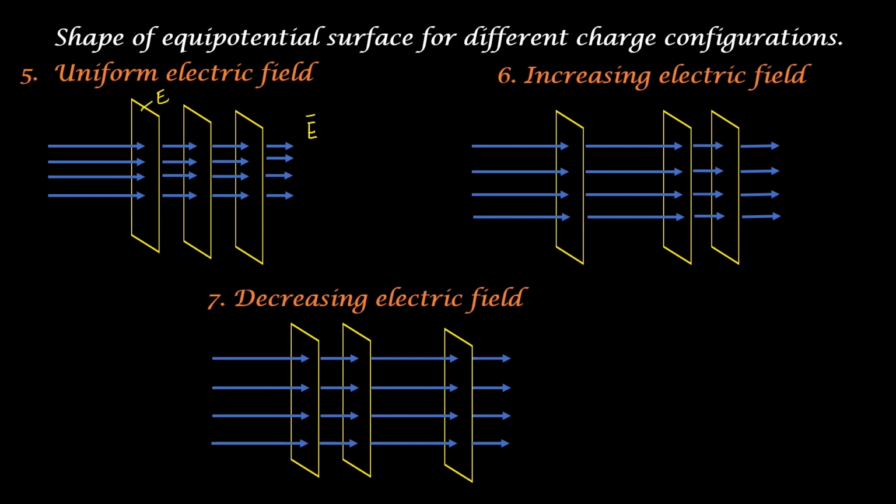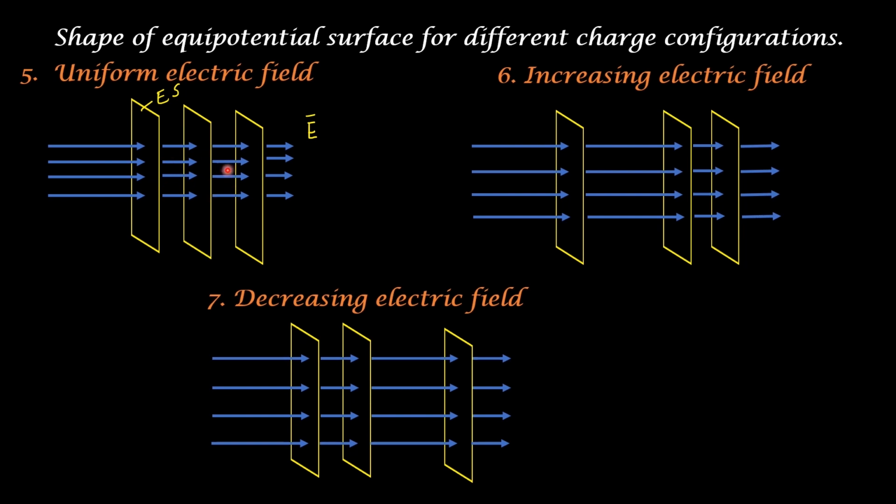The equipotential surfaces should be spaced at equal distances. I have shown here three equipotential surfaces. They are spaced equally. The distance between all the three is the same.